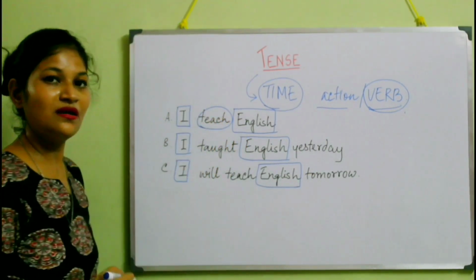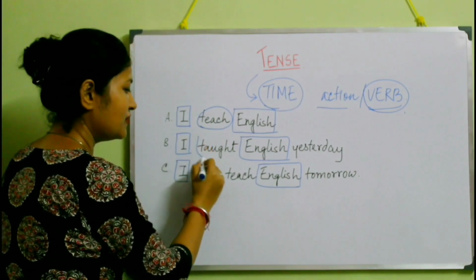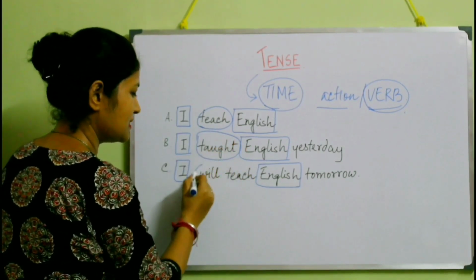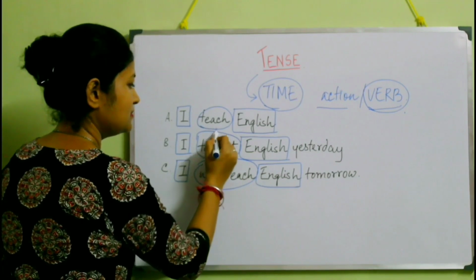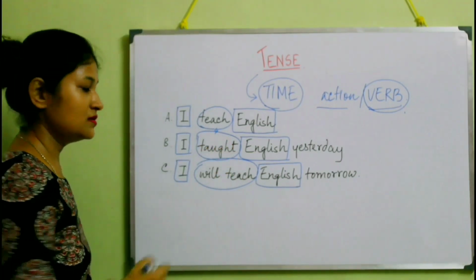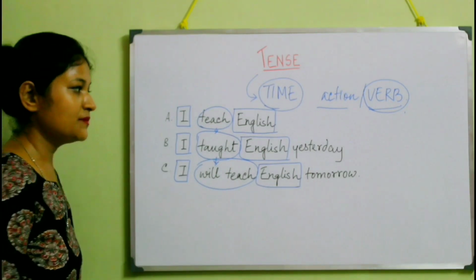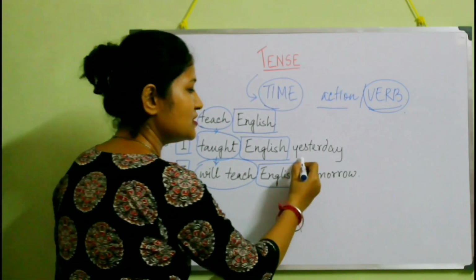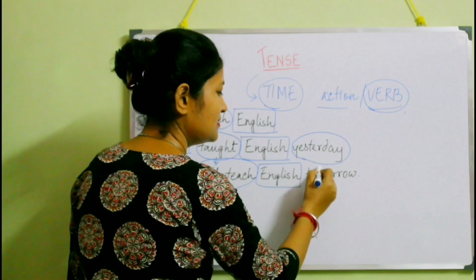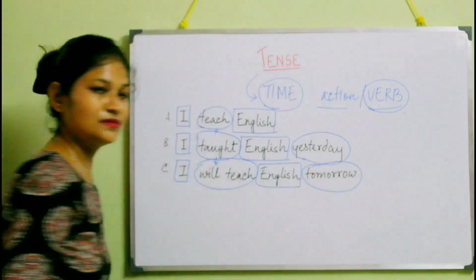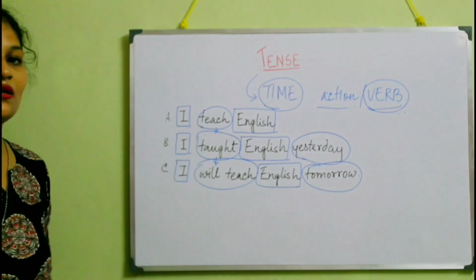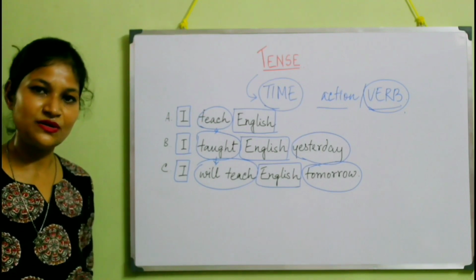Teach is what? A verb. See, the form of the verb changes in the three sentences. Teach becomes taught, and it becomes will teach in the third sentence. And what else changes? The time changes. Yesterday, tomorrow. And this, I teach English, it's a continuous work.